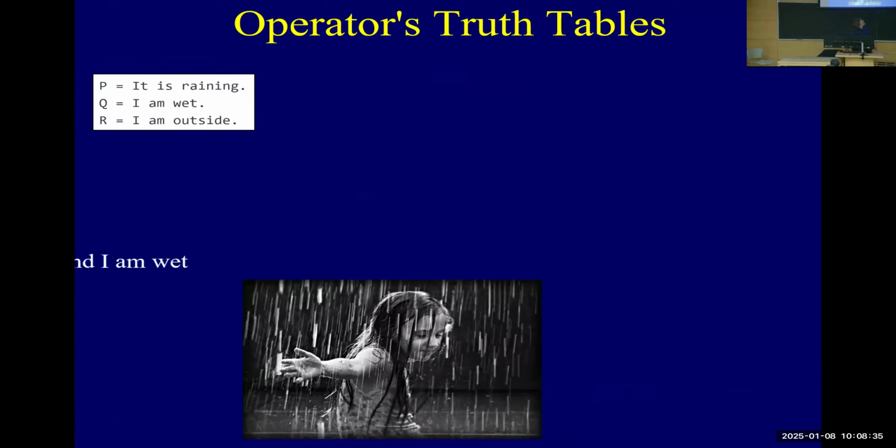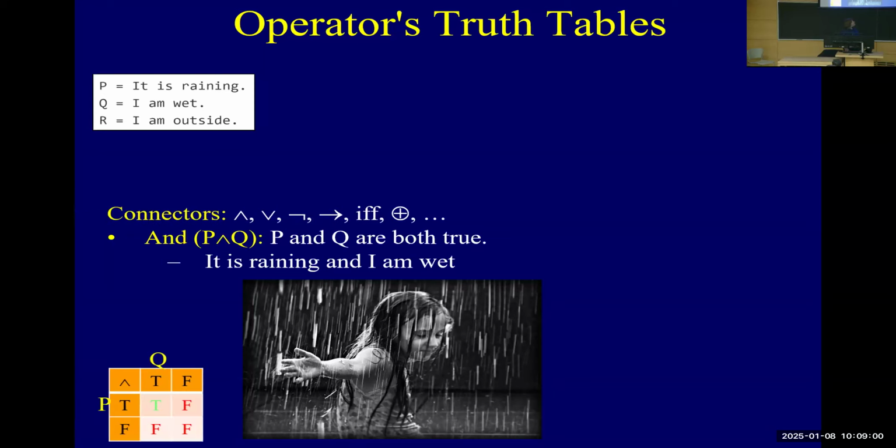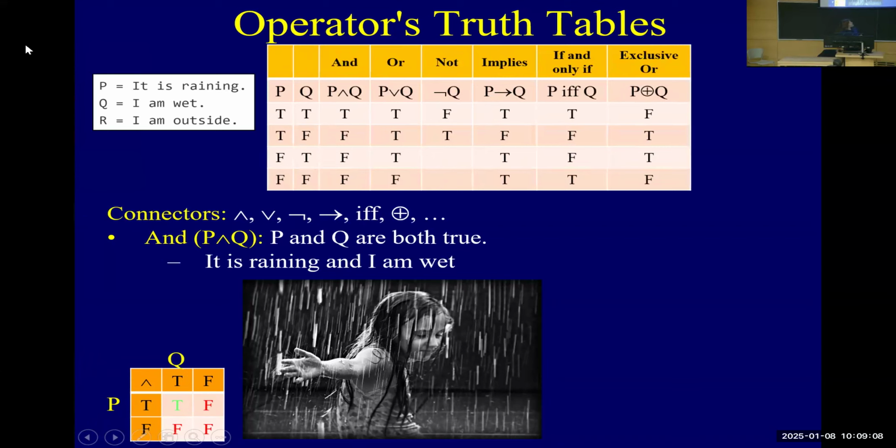All right, so let's just go through and think, I'm sure you know this already, but let's just warm it up again, right? There's an and, right? So if P is it's raining and Q is I'm wet, then P and Q says that both are happening, right? And so there's our little table again.